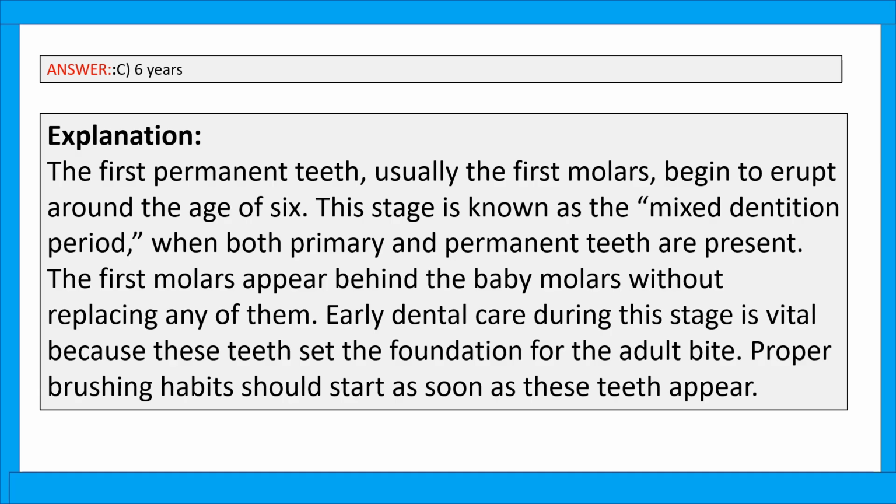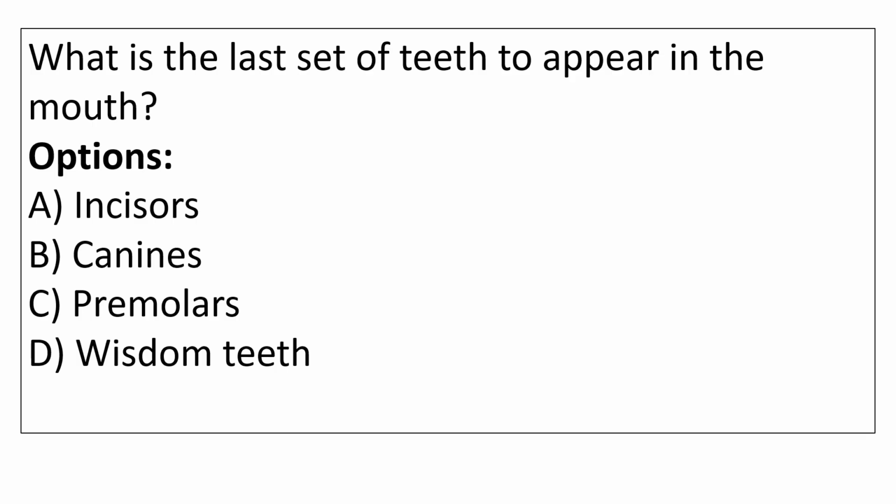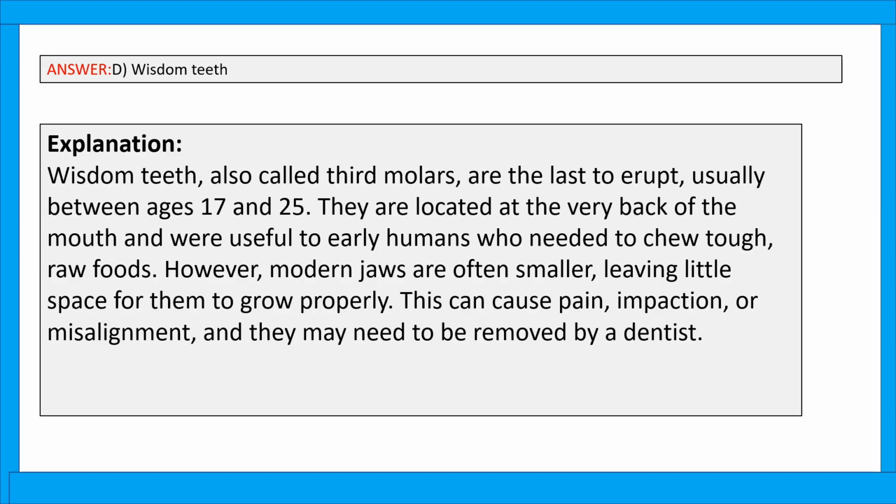What is the last set of teeth to appear in the mouth? Option A, incisors. Option B, canines. Option C, premolars. Option D, wisdom teeth. The right answer is option D, wisdom teeth. Also called third molars, they are the last to erupt, usually between ages 17 and 25.